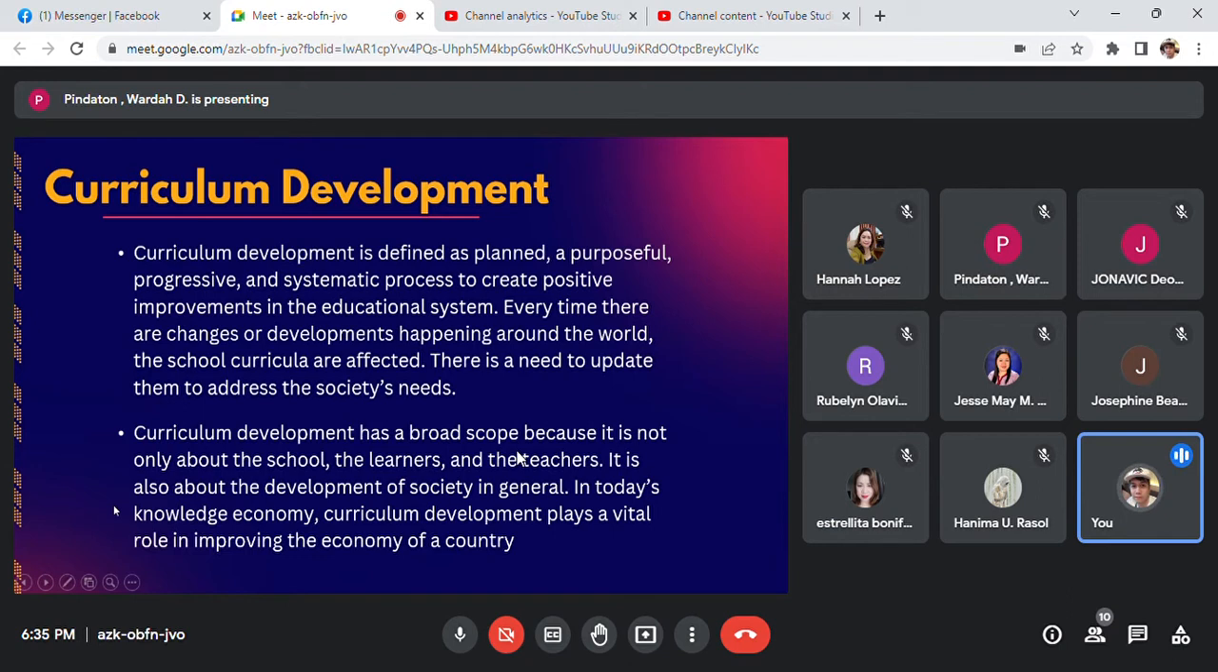And curriculum development is essential for boosting a nation's economy in the information economy of today. Additionally, it offers solutions to some of the most urgent challenges facing the globe today, including those related to the environment, politics, socioeconomics, and other aspects of poverty, climate change, and sustainable development.